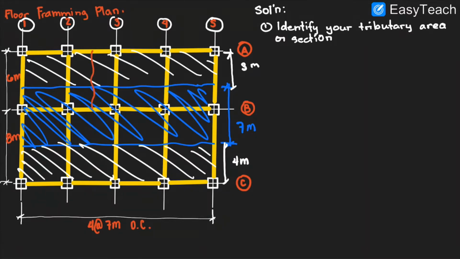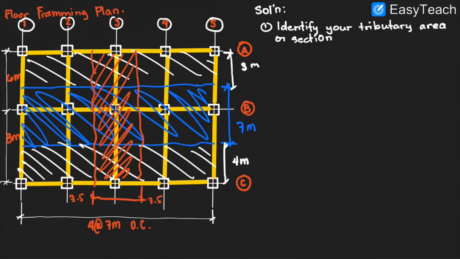Then, vertically, this is per vertical section. Per vertical section, this is its tributary width. We have a distance of 7 meters per section. If half of that is 3.5, and this is also half, that means this is 7 meters. Based on the corridor, this is our floor loads or tributary width. That is also 3.5 meters. Okay? So, we now have the tributary area of a section.